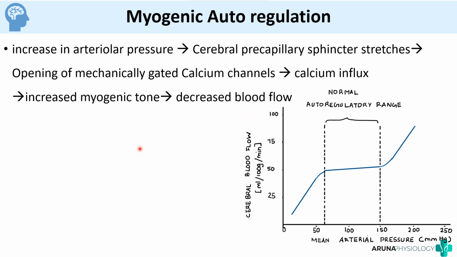So whenever there is an increase in the arterial pressure, there is a stretch on the capillary wall. Because of this stretch, there is opening up of mechanically gated calcium channels. When the channels are open, calcium will enter, which will increase the myogenic tone and thereby cause decreased blood flow. Increase in myogenic tone means there will be vasoconstriction. The diameter will be lesser because the tone has increased, which will lead to decreased blood flow. So that is how myogenic autoregulation works.